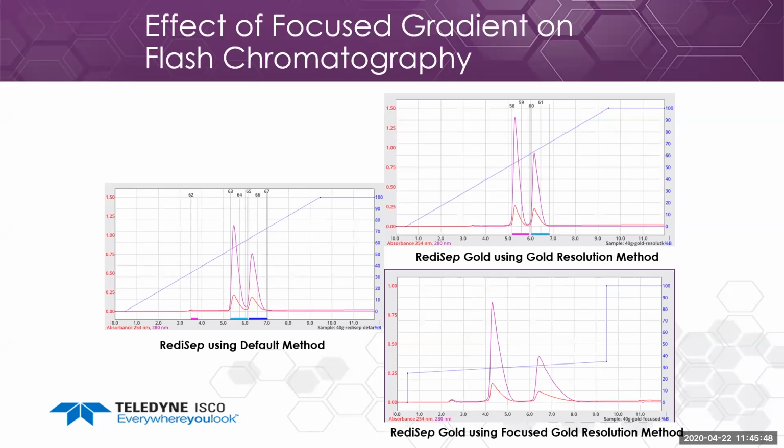If we focus that gradient from 25 to 35%, now we get about a minute's worth of resolution on either side of that peak. And now we can go ahead and load more compound and increase our loading based upon that. So this would be something where you would need to have an idea of where your compound's coming out. And you can narrow it over a range of even 20% and see savings or increased loading capacity for your separation.